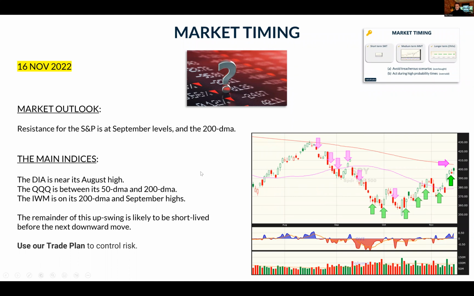So I see that we're at or near the 200-day moving average for the S&P. That will provide some friction. The Dow is at its August high. The Qs are kind of in no man's land. And the Russell is right on its 200-day and the September highs. There's an awful lot of reason to think there might be a bit of friction in this area here. And then I talk about using our trade plan. But I'll come back onto this in a minute.